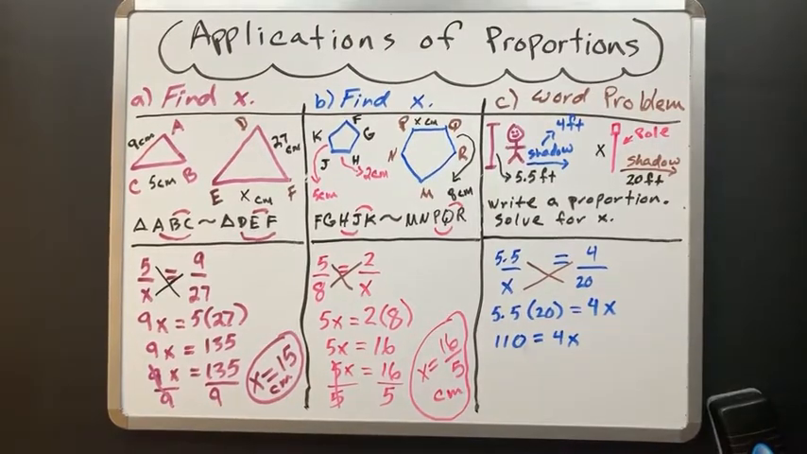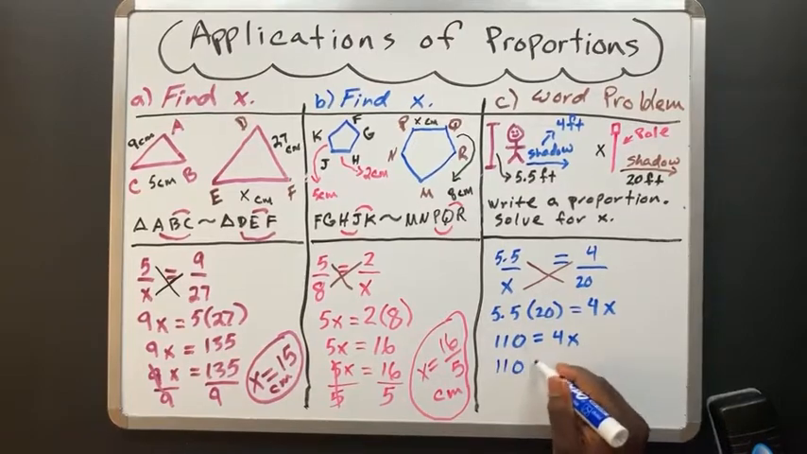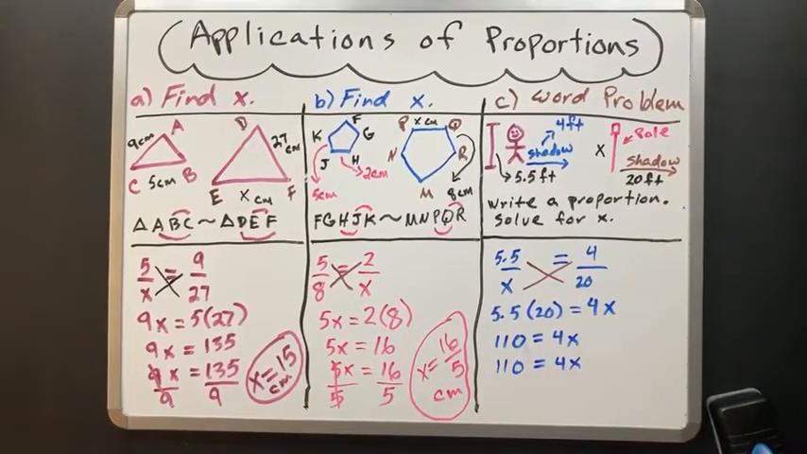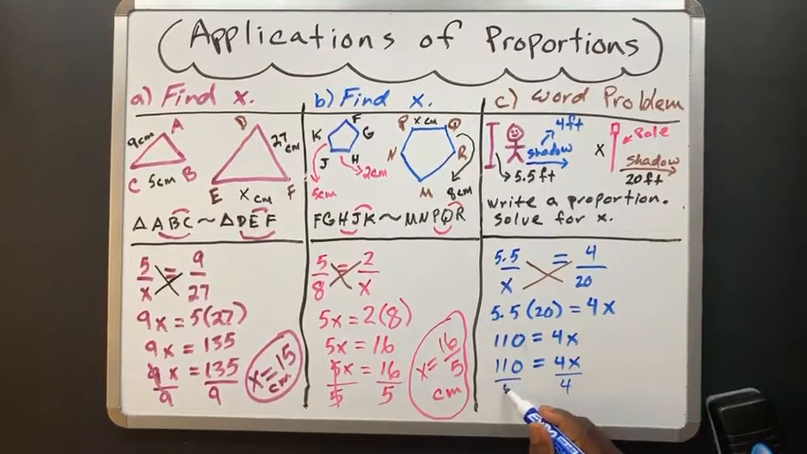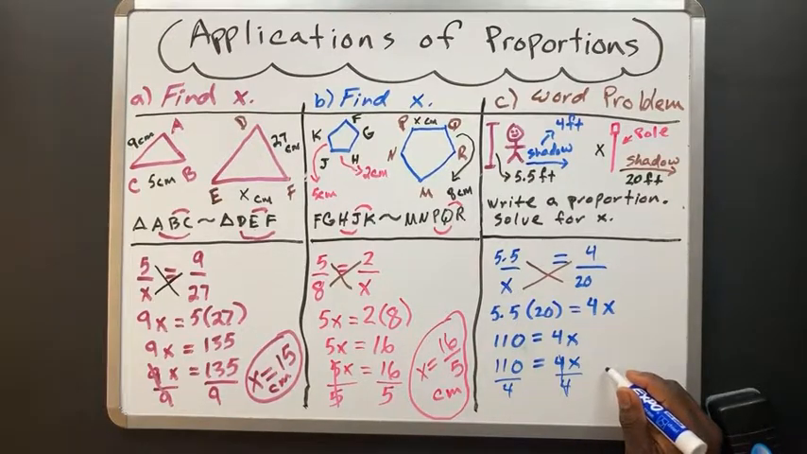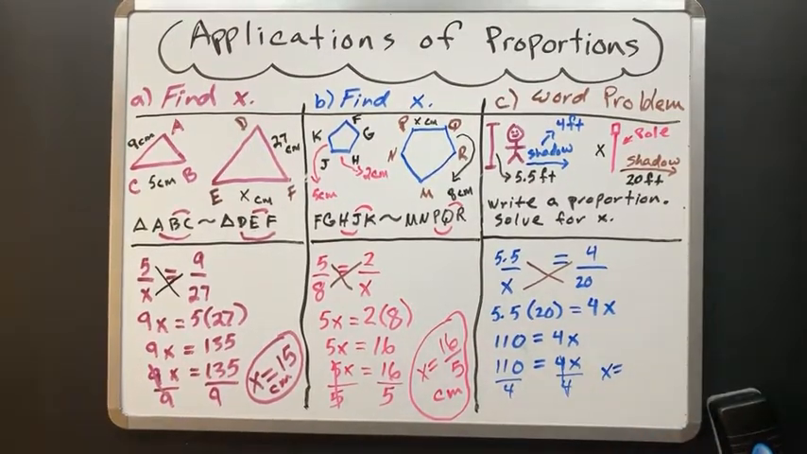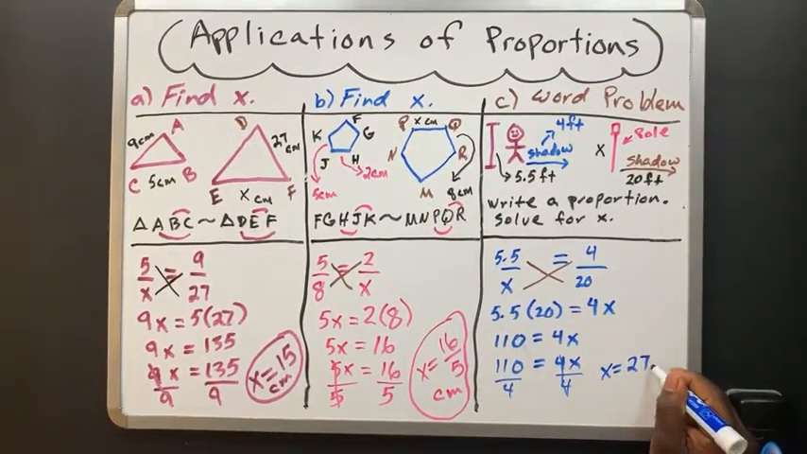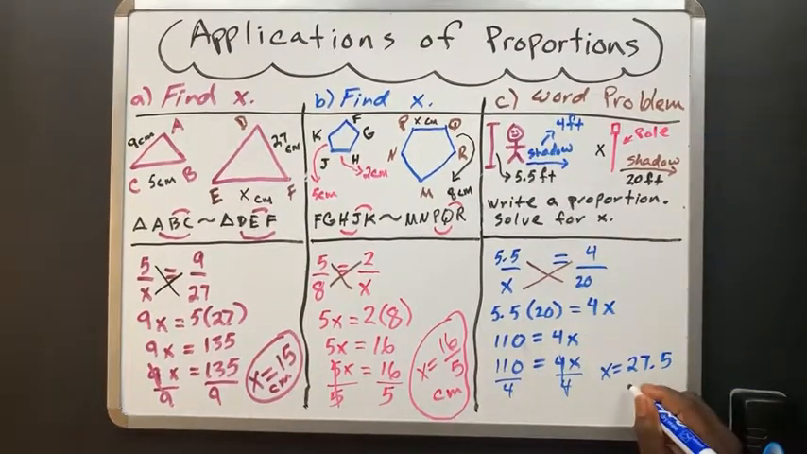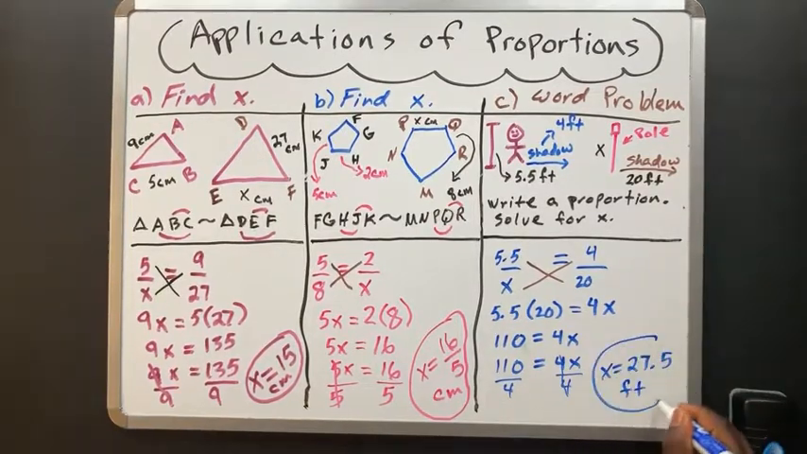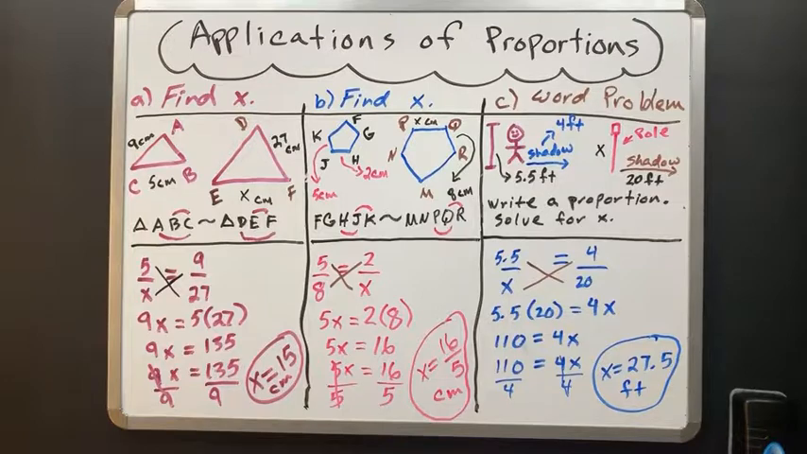Okay. I'm going to write this again so I can illustrate the division property of equality. To get rid of the coefficient 4, I need to divide each side by 4. Whatever you do to one side, you do to the other. 4 divided by 4 is 1. So what do we get? We're left with x equals, now what is 110 divided by 4? 27.5. What's our unit of measurement? Feet in this case. Okay, and there we have it.